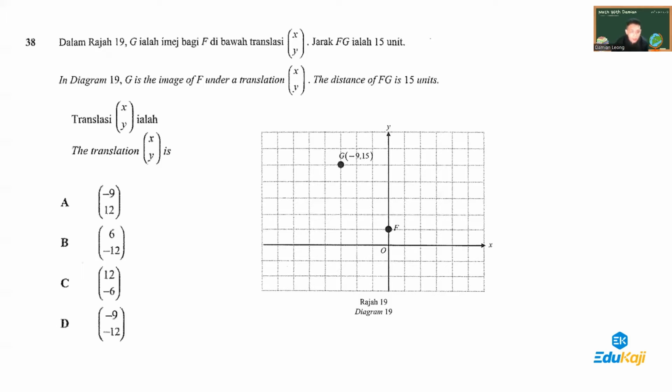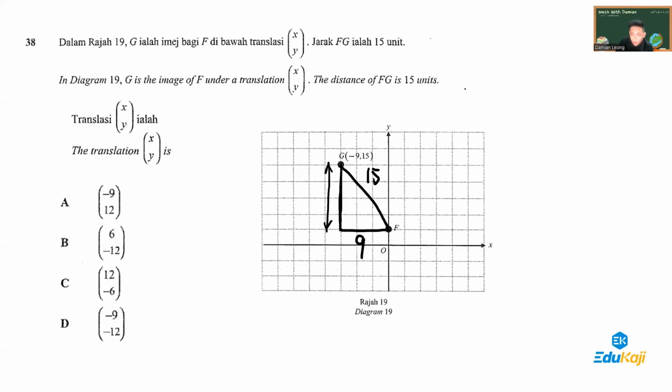Then question 38. G is the image of F under translation XY. FG is 15 units. Translation XY is, so it goes 15 units. So here to here is 15. If I form a right angle triangle, this is 9. So using Pythagoras theorem, I can find this distance.